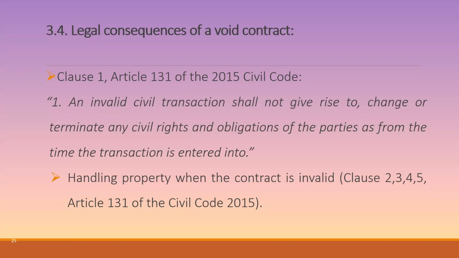Legal consequences of a void contract. Article 131 of the Civil Code: an invalid civil transaction shall not give rise to, change or terminate any civil right and obligation of the parties from the time the transaction is entered into. Handling property when a contract is invalid.